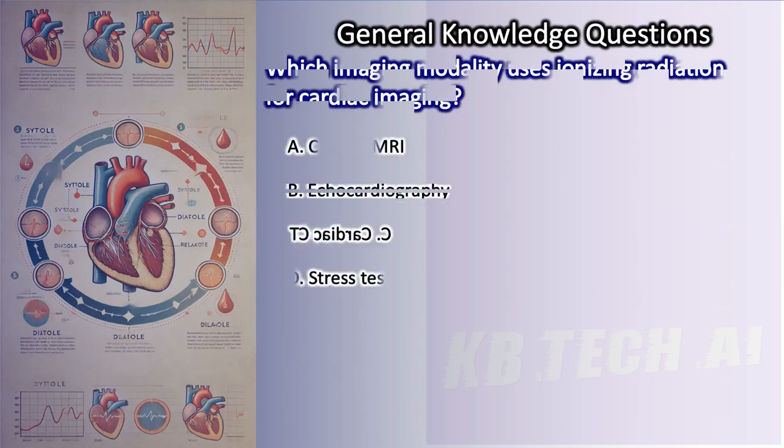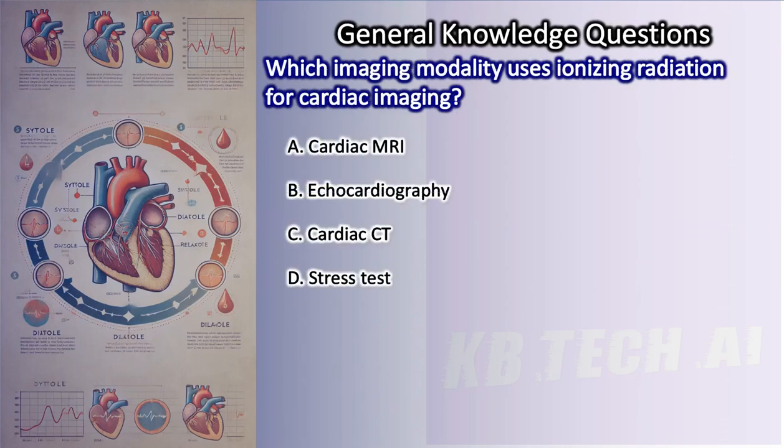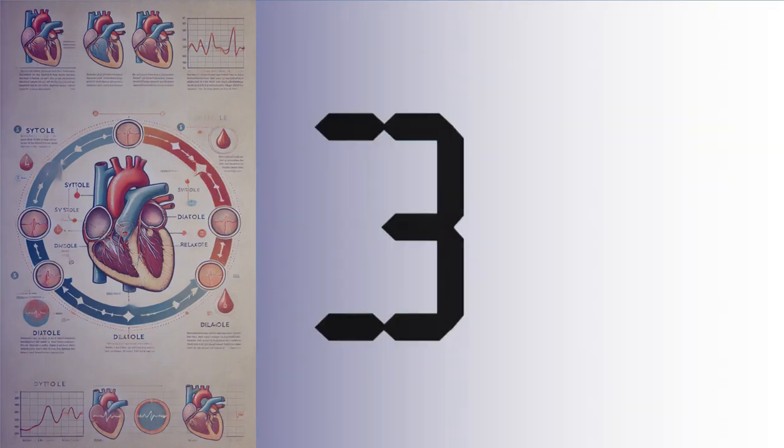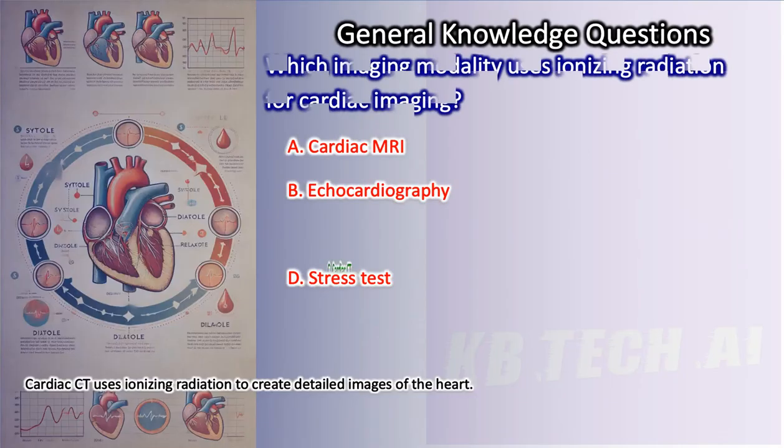Which imaging modality uses ionizing radiation for cardiac imaging? Option 1, cardiac MRI. Option 2, echocardiography. Option 3, cardiac CT. Option 4, stress test. The answer is option 3, cardiac CT.